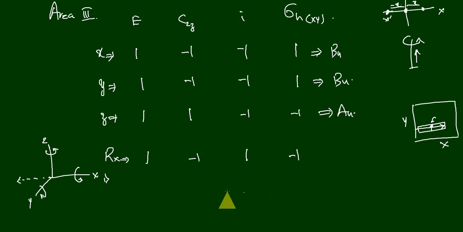Okay. And what about now Ry? Ryയുടെ കേസ് എങ്ങനെയായിരിക്കും? Ry for E it is 1 itself. And C2z നമുക്ക് നേരത്തെ പരിഗണിച്ച പോലെ തന്നെ, y-axis is perpendicular to the z-axis. So during the z rotation, y-axis direction will change. So this is -1.